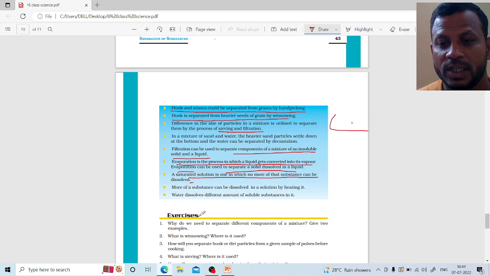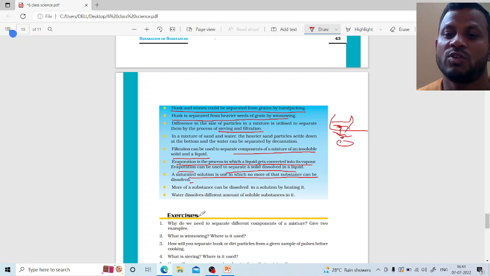Take a jar, fill it with water, add sugar, it will dissolve. Again add sugar, stir it well, it dissolves. Again add sugar, stir it well, again it dissolves. At the time when the sugar does not dissolve, that condition is known as the saturated condition or the saturated solution.